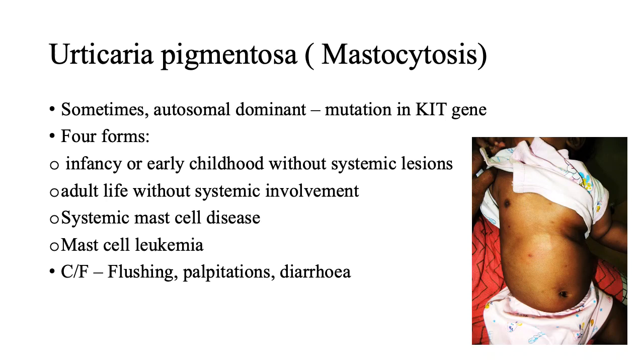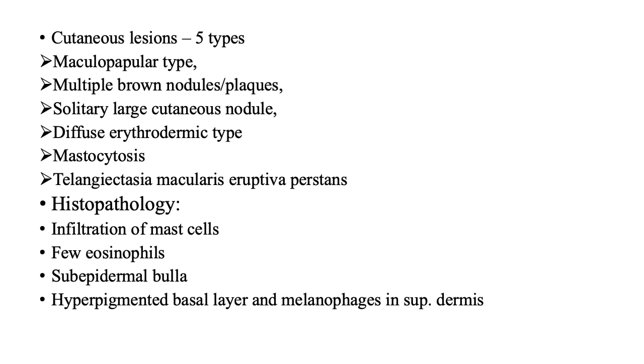Urticaria pigmentosa or mastocytosis is sometimes inherited as an autosomal dominant condition with mutation in the KIT gene. There are 4 forms of this disease: infancy or early childhood without systemic lesions, adult life without systemic involvement, systemic mast cell disease, or mast cell leukemia. Clinically, the patient presents with flushing, palpitation, and diarrhea due to release of mast cell granules.